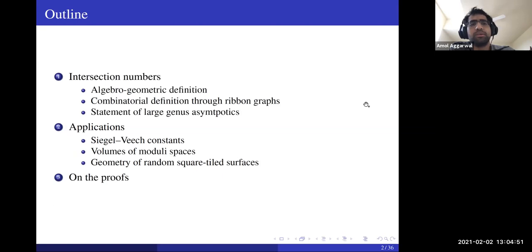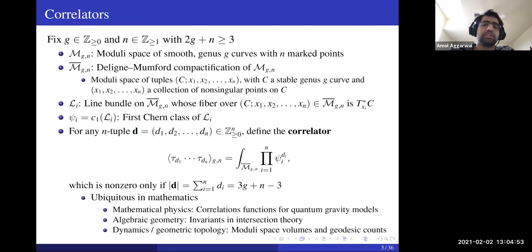Okay, so let me start then with these intersection numbers or correlators. So as promised, I'll just begin with the algebraic geometric definition, which is maybe standard to many of the algebraic geometers in the audience. Okay, so we'll fix some g, which will be a genus, some n, which will denote the number of marked points, such that 2g plus n is at least 3.